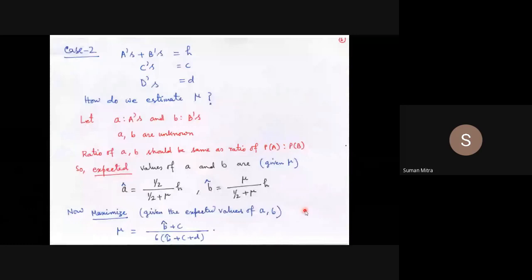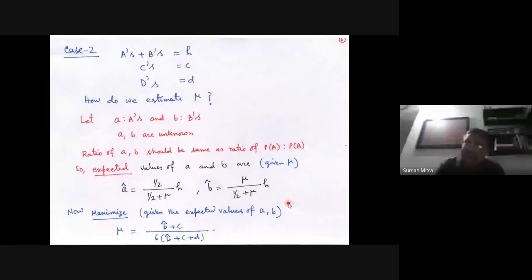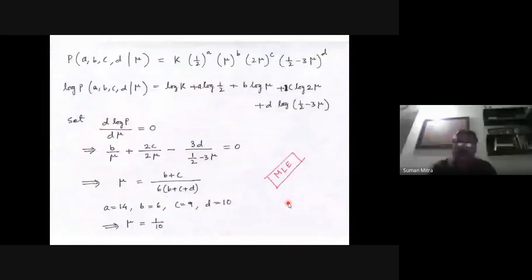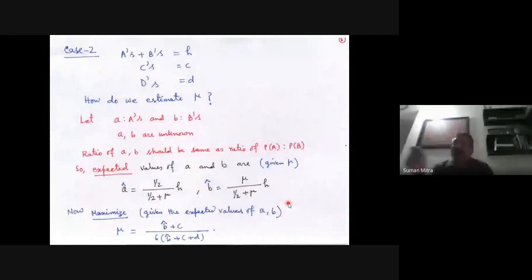If you have pen and pencil, I am telling you, write it down. Small a by small b equal to probability A by probability B. So A by B equal to, what is probability A? Half. And what is probability B? Mu. So A by B equal to half by mu.